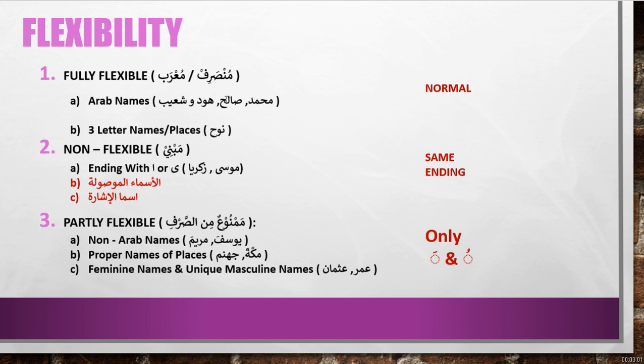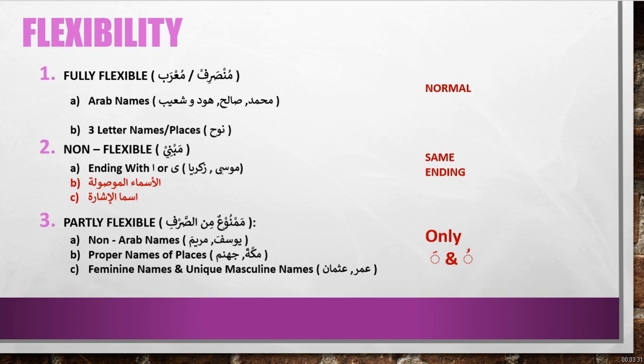So, and in those times there are these names showing up. So then you will be able to identify the Arab, and also 3-letter names or places. For example, Nuh. Nuh is not an Arab prophet. It's not an Arab name either. However, it will still give you Nuhun, Nuhan, Nuhin, because it consists of 3 letters, and yeah, that's it. Now this is the simple part. We already did this. What we didn't do is non-flexible and partly flexible.